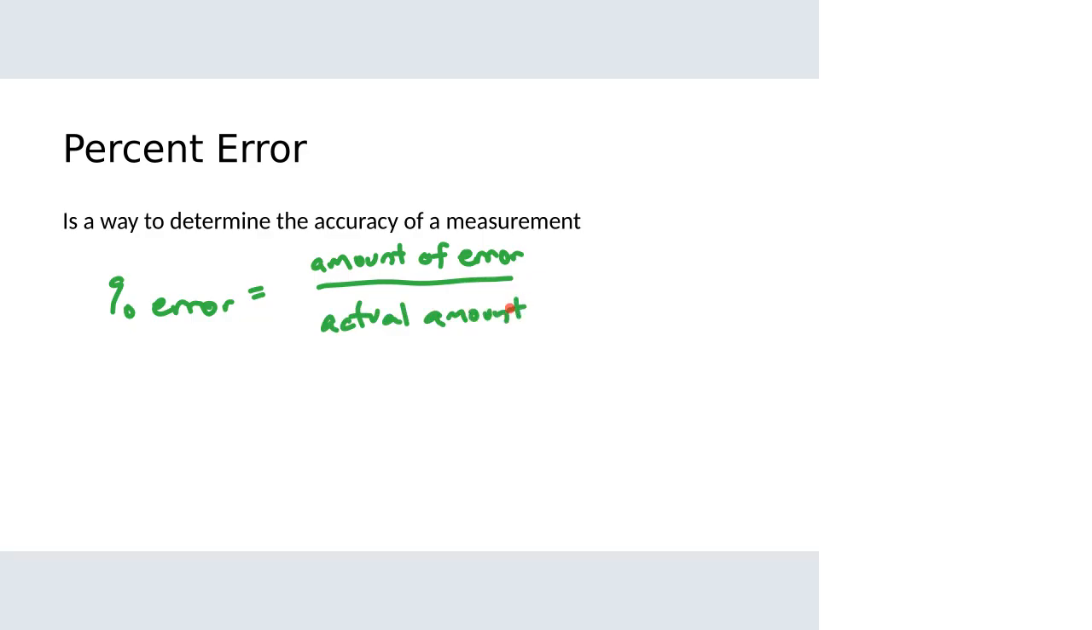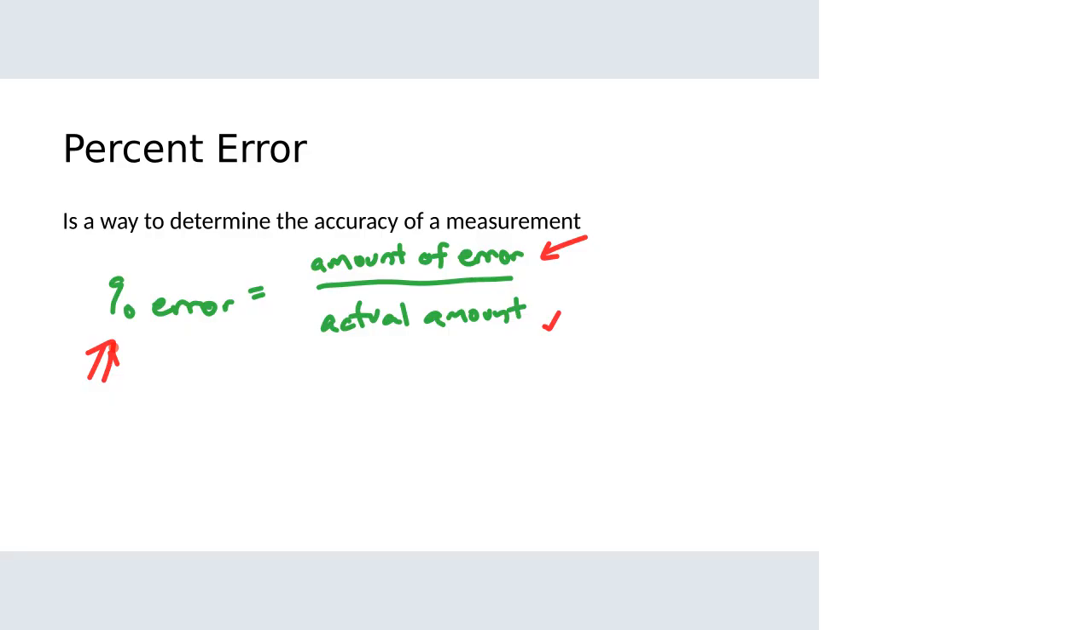And that's the amount of error divided by the actual amount. So whatever the actual amount is going to be on the bottom. That's the true number. Basically what we're saying is, how far away from the actual amount is your measurement? This is going to give us a decimal number. Because we're talking about percent error, we're going to convert that decimal to a percent when we're done.